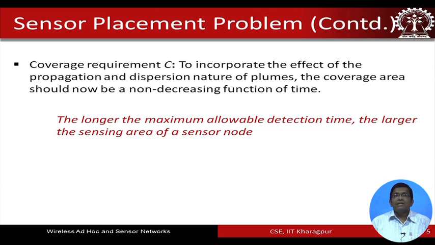To incorporate the effect of propagation and dispersion nature of plumes or any other events, the coverage area should be a non-decreasing function of time. That means that with time the area that is covered should not be a decreasing function at all. Either it is 0 or it increases. So, the longer the maximum allowable detection time, the larger the sensing area of a sensor node.